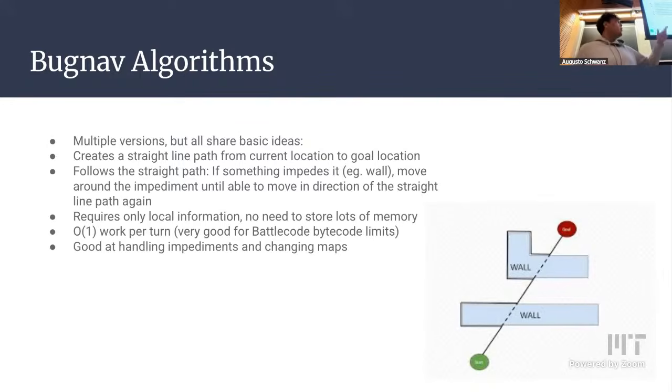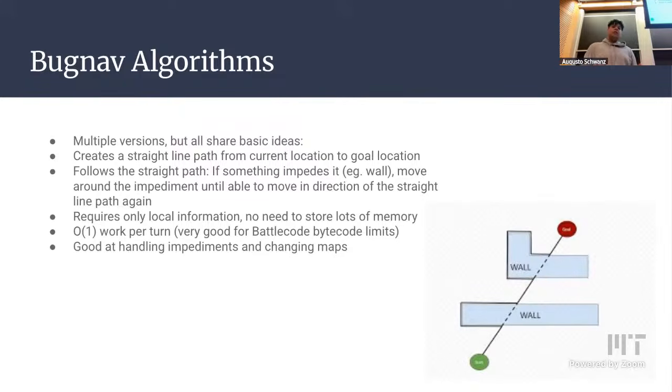So the green is start and the red is your goal. That's the general terminology. We're just going to draw a straight line, and we're just going to have our rat do our very best to do that. But of course, there might be other baby rats in the way. There might be dirt. There might be walls. So if we encounter such an obstacle, we're just going to try to move around as best as we can.